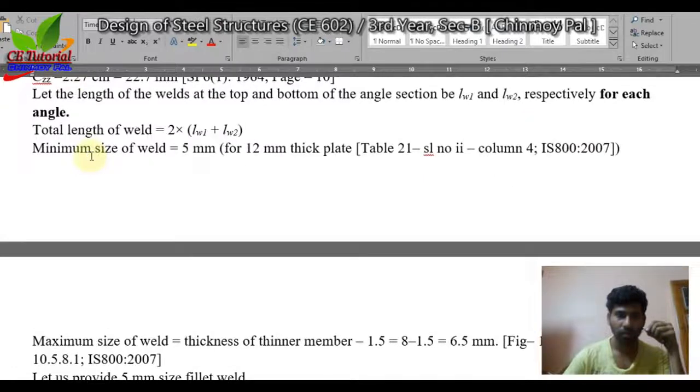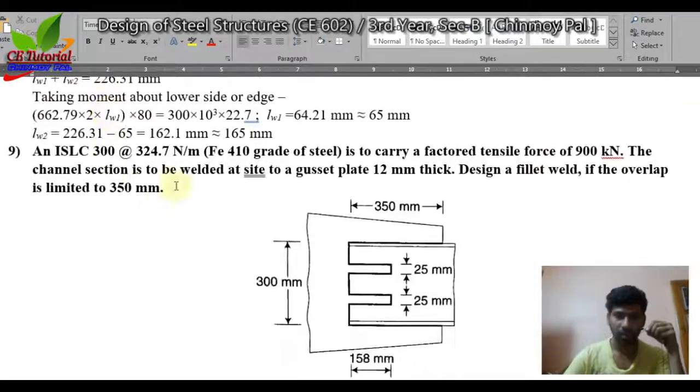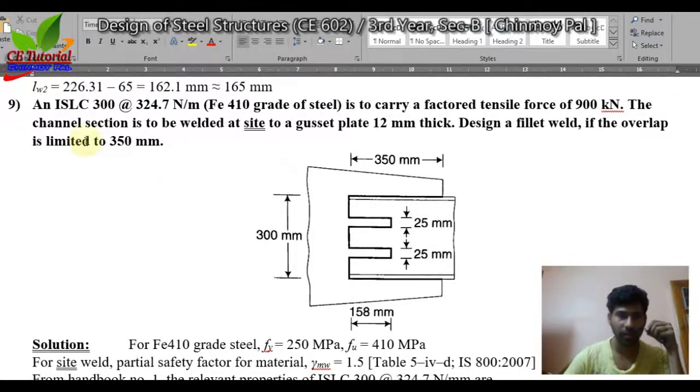So that was problem number 8. And problem number 9 is an ISLC, Indian standard, ISLC 300 at the rate 324.7 Newton per meter.